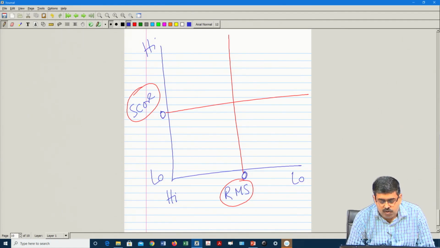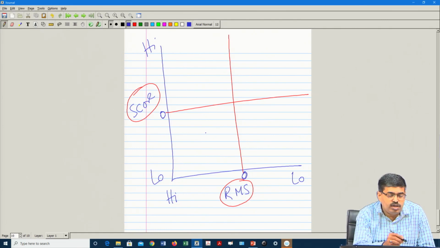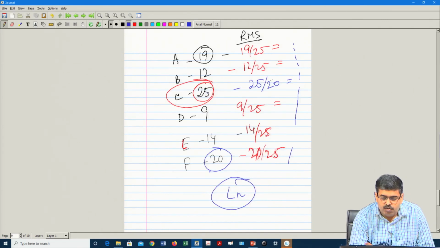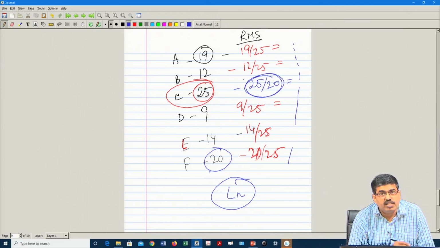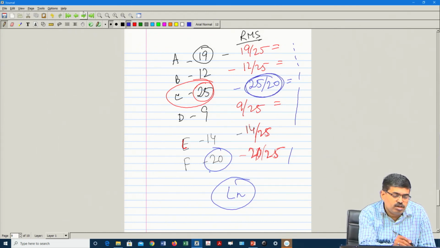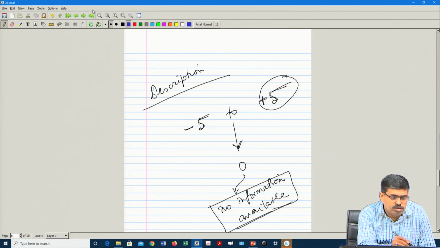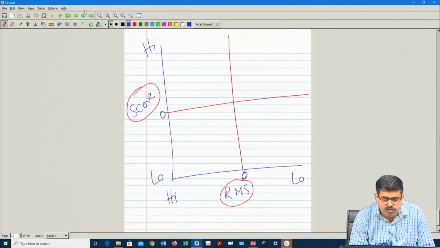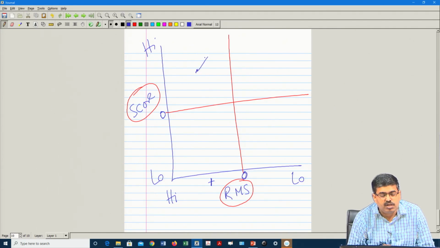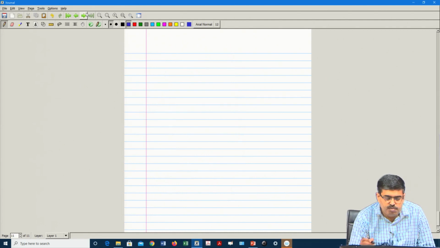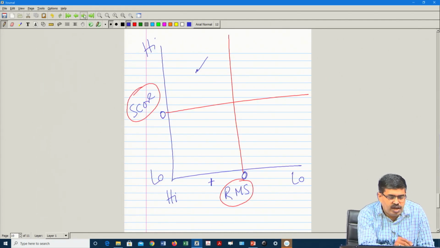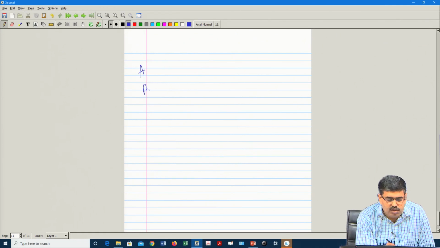Now only one of them, if you look at this table, only this one can have a value greater than 1, all others will be fractions. Only one party can come in this segment. So for A, B, C, D, let us again go A, B, C, D, E, F.